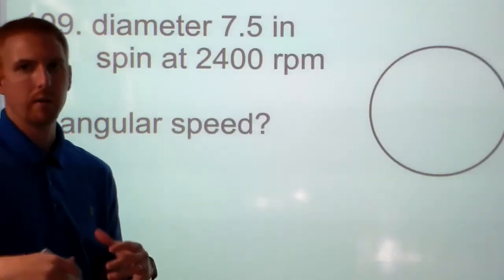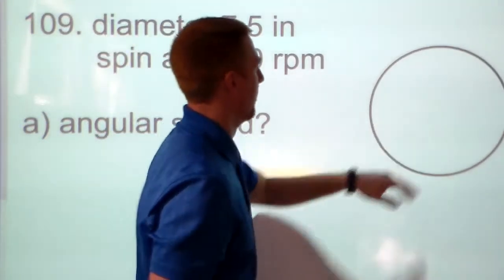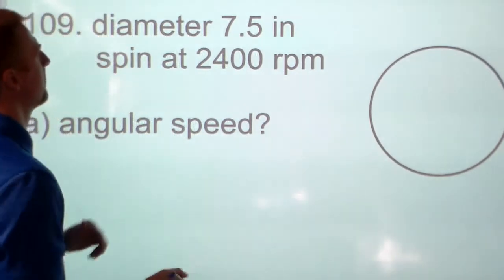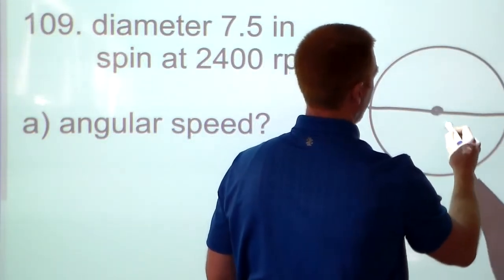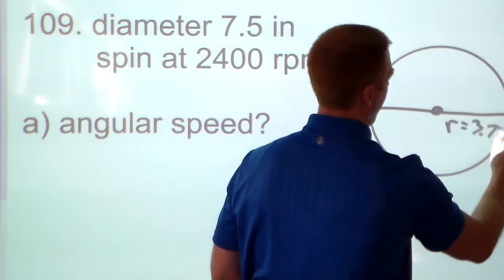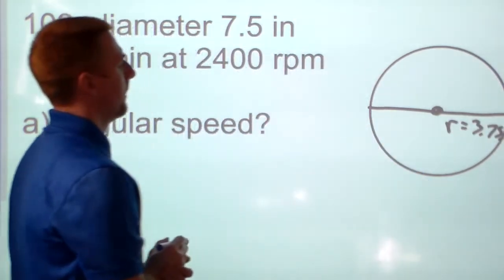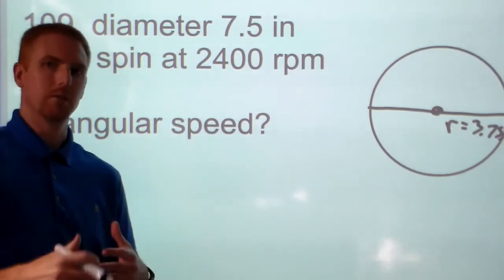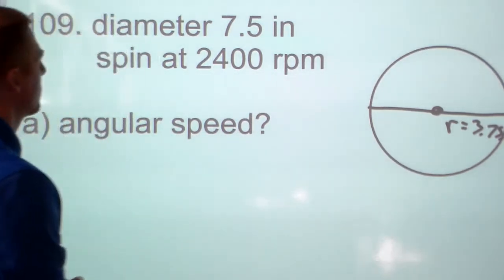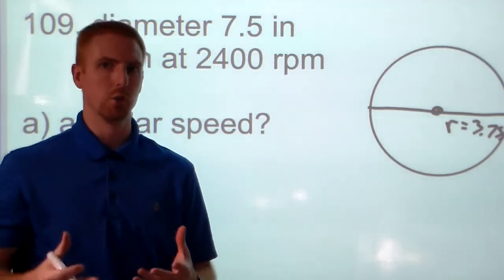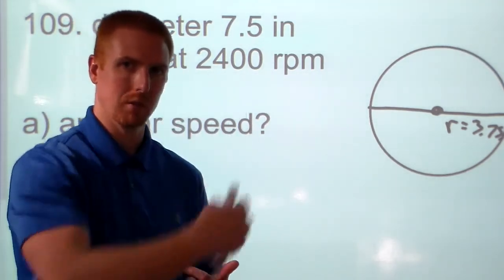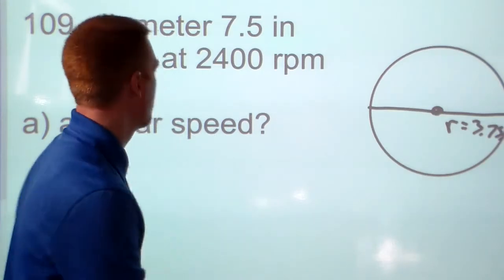All right, 109, we've got a saw blade. I couldn't find a good picture of a saw blade, so I just put a circle in here. But we've got a diameter of 7.5 inches, which I'm going to go ahead and do the radius here. Radius will be 3.75 inches, because most things involving radians involve the radius. It's going to spin at 2,500 RPMs. Now, RPMs are rounds per minute or revolutions per minute. So how many times it goes in a full circle in 1 minute.